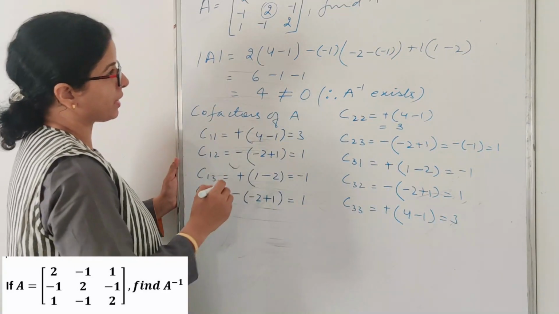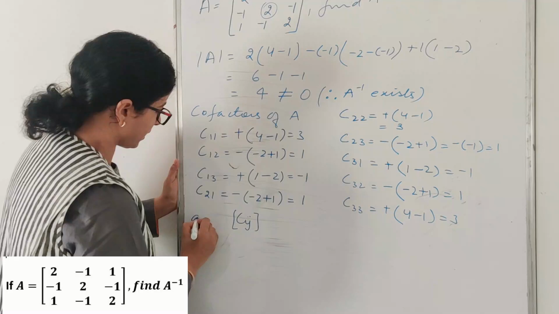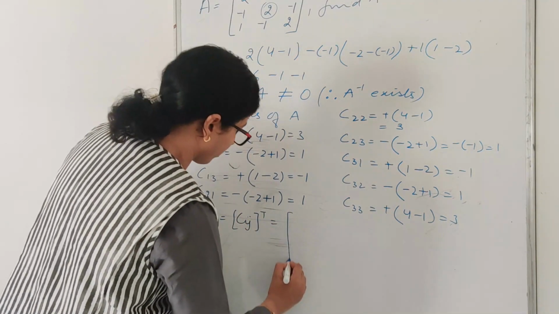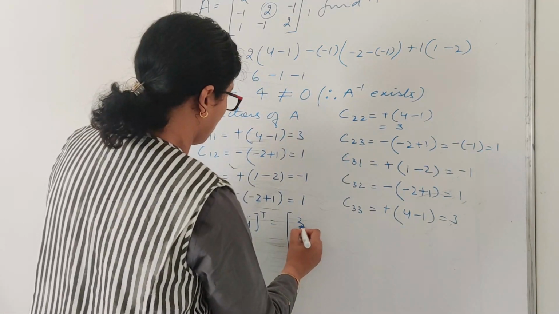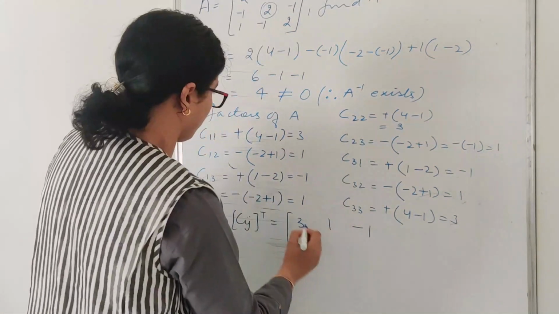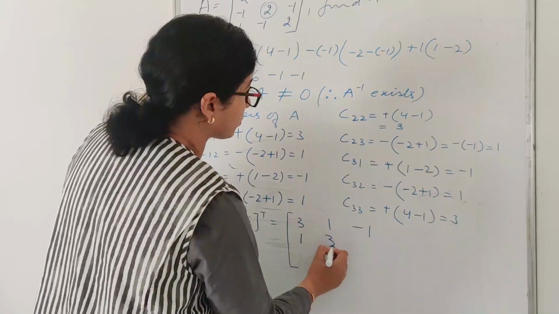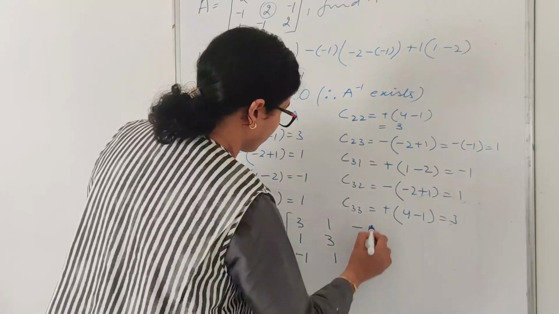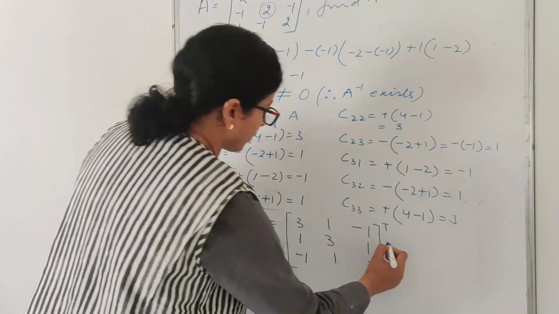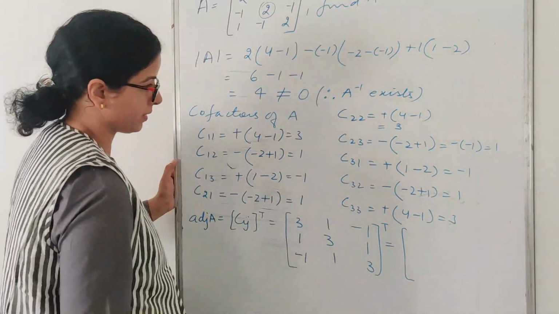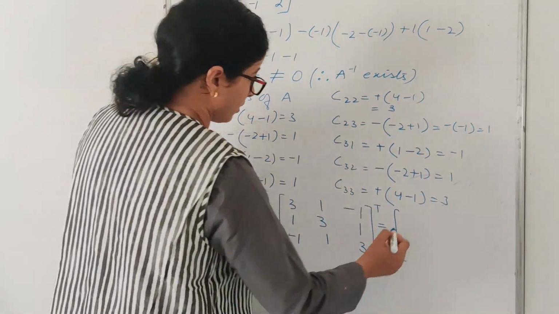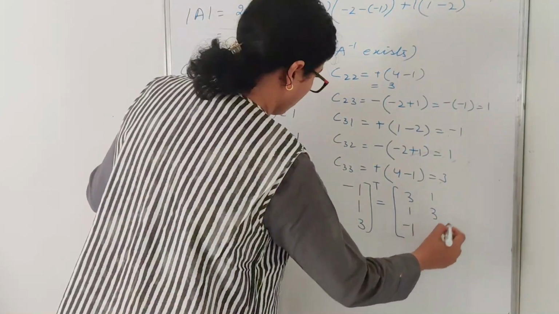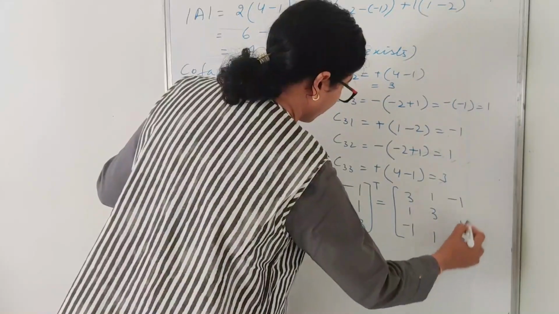Now I will frame the cofactor matrix. So adjoint A is equal to the cofactor matrix transpose. So frame the cofactor matrix: 3, 1, minus 1, 1, 3, 1, minus 1, 1, 3, and take its transpose. So what is the adjoint here? The rows will become columns and columns will become rows. So 3, 1, minus 1, 1, 3, 1, minus 1, 1, 3.